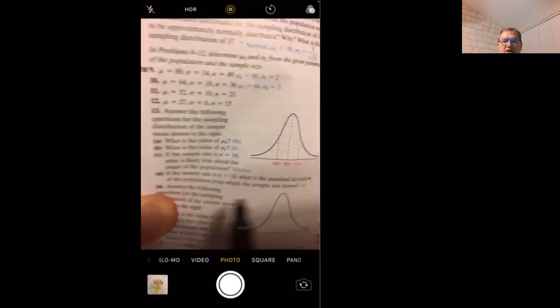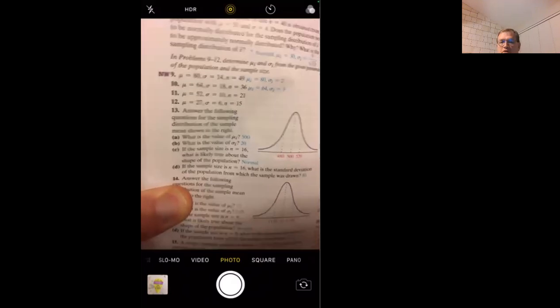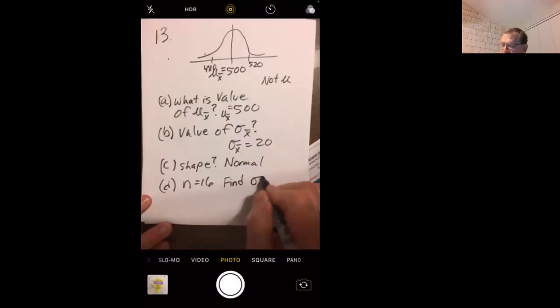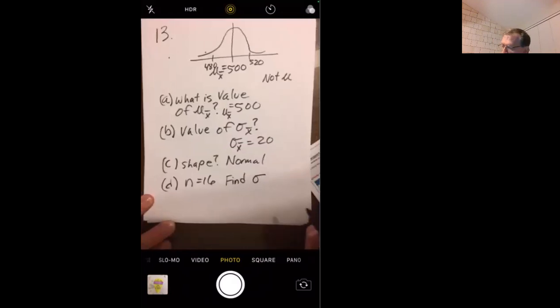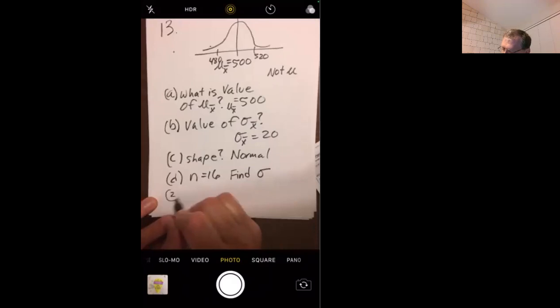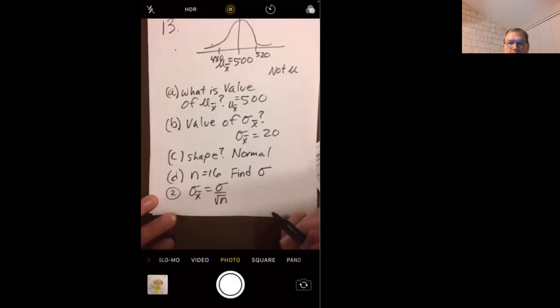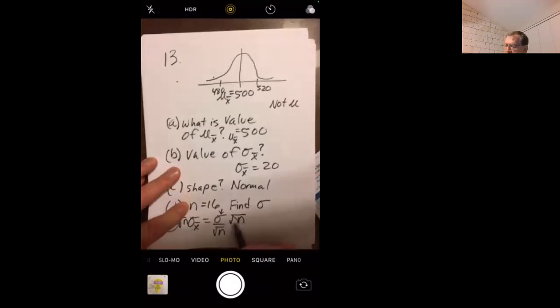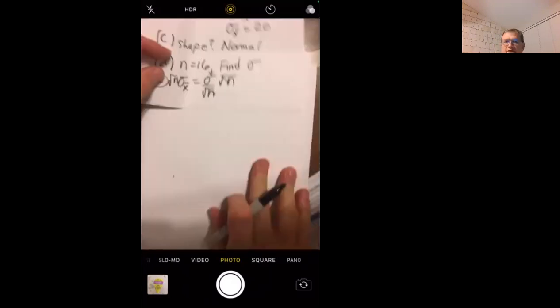What is the standard deviation of the population? In other words, the population standard deviation. I'll abbreviate it this way, find this. Well, if you look at Formula 2, this is what we're trying to find. So you can see if we multiply by the square root of n and the square root of n, this is going to cancel.